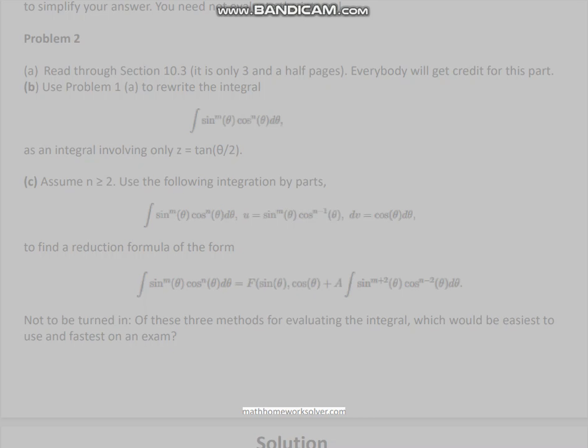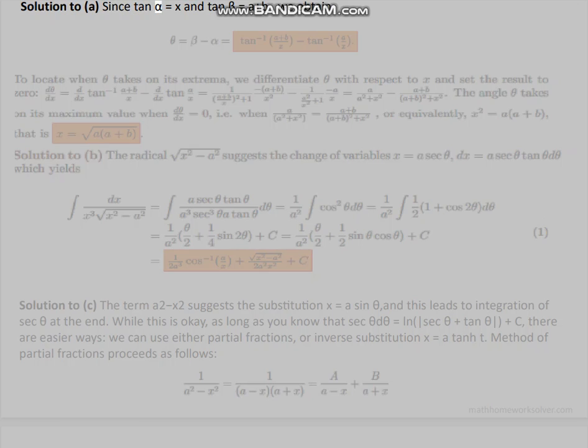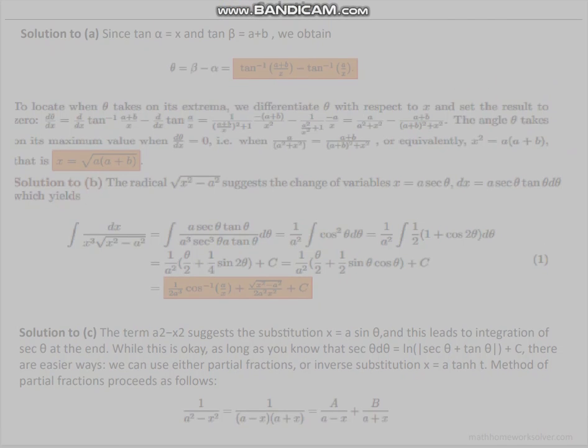Solution to A. Since tan alpha equals x and tan beta equals a plus b, we obtain. Solution to SE. The term a2 minus x2 suggests the substitution x equals a sin theta, and this leads to integration of sec theta at the end. While this is okay, as long as you know that the integral of sec theta d theta equals ln|sec theta plus tan theta| plus c, there are easier ways. We can use either partial fractions or inverse substitution x equals a tan t. A method of partial fractions proceeds as follows.